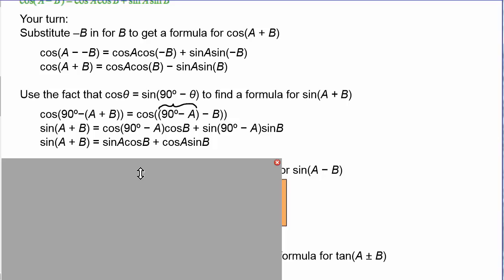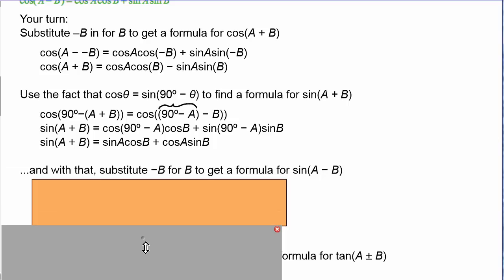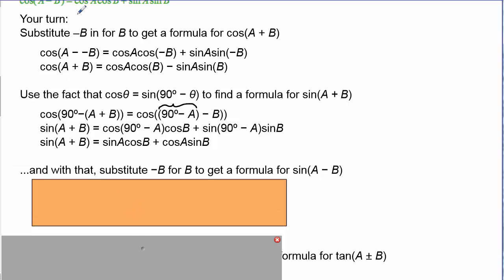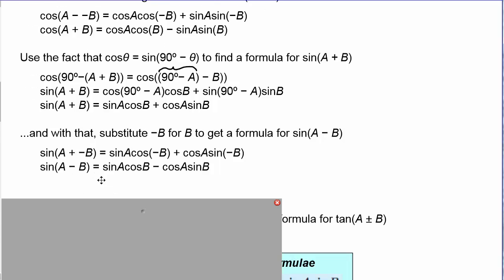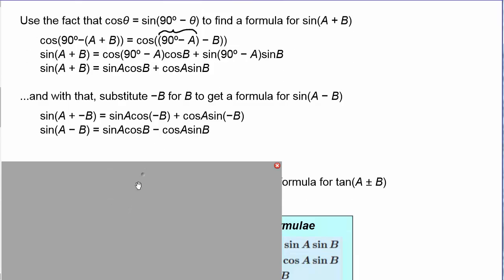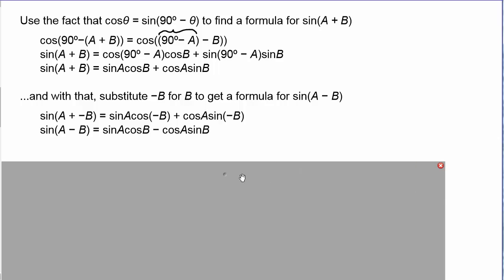We can do a very similar thing to get the sine that we did up here with substituting in minus b to get a formula for sine of a minus b. And you can take some time and do that if you like. I'm not going to go through the explanation. It's pretty straightforward. If you just take a look at this, you can ponder it if you like. Same basic ideas. And so that gives us formulas for sine of a plus b and sine of a minus b. And the last one I want to work with today is the formula for tangent.